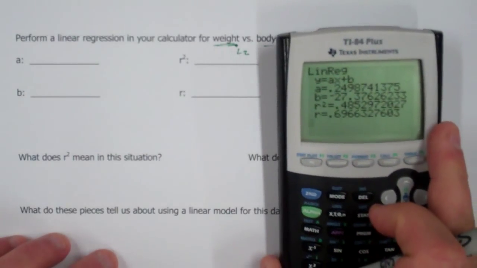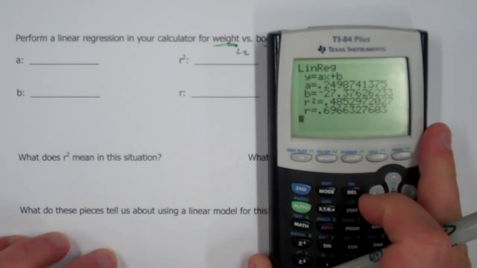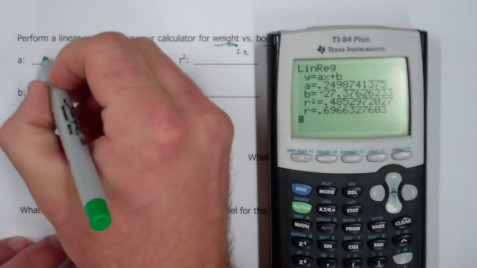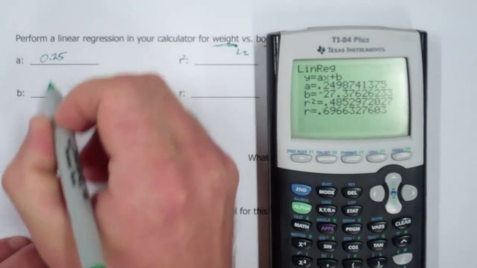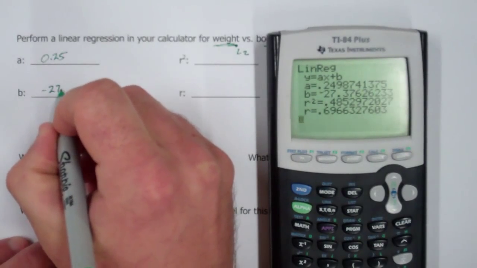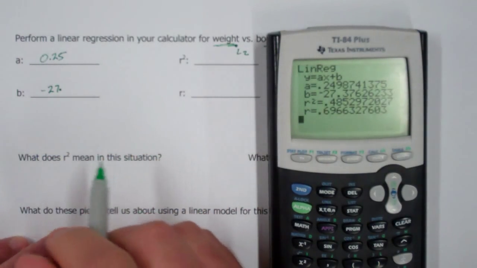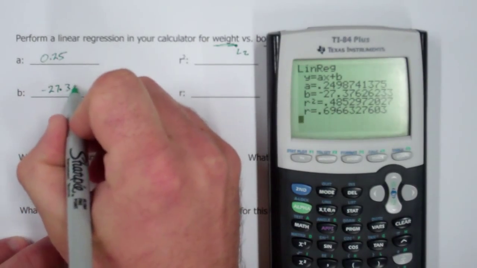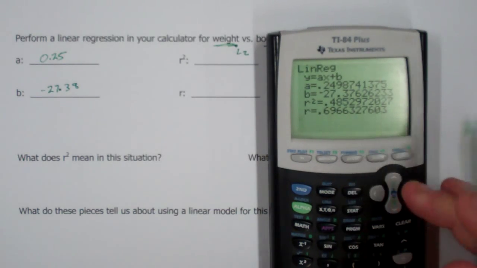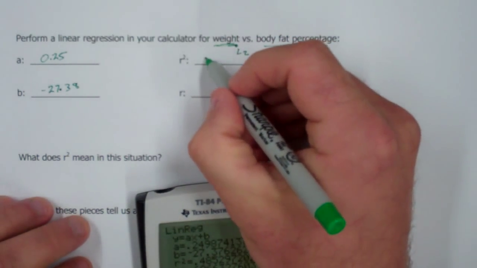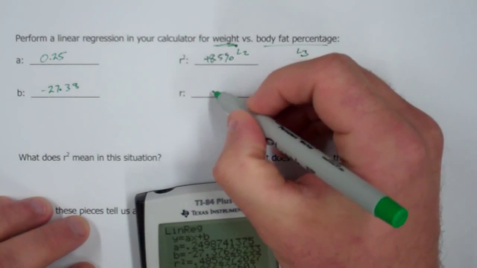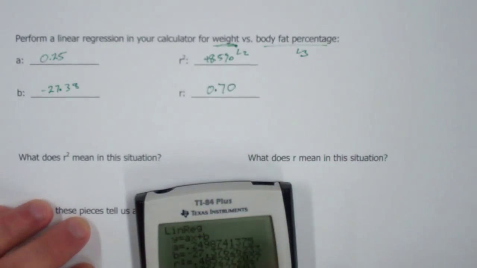So there's our data, and we want to list the A value here. It's 0.25, so that's the slope, 0.25. B for this one is negative 27.4, or if we keep with our rounding here, it's going to be negative 7.38. The R value, or excuse me, R squared is 0.485, or 48.5%. And the R value is 0.70 if we round up a little bit.